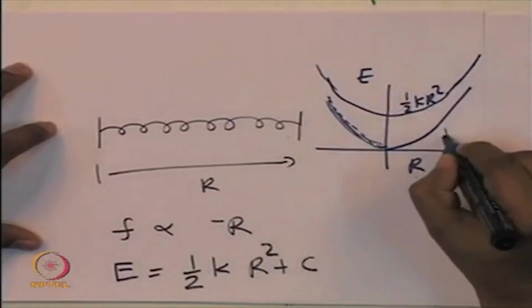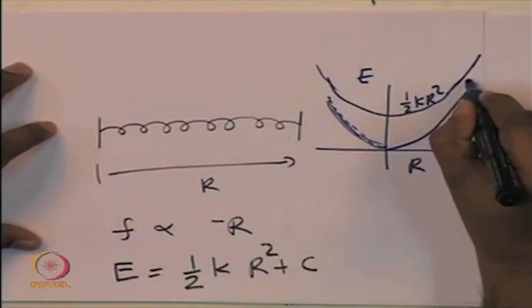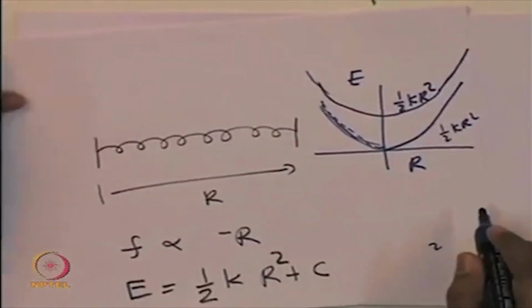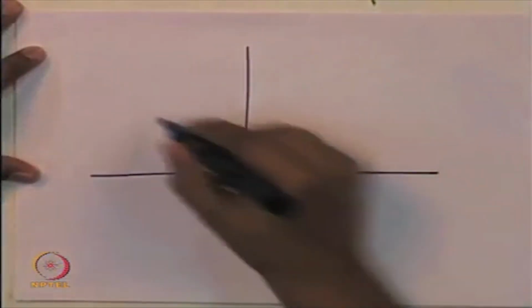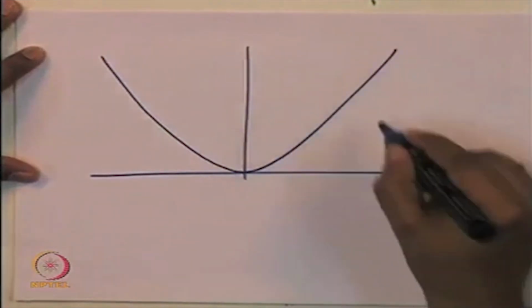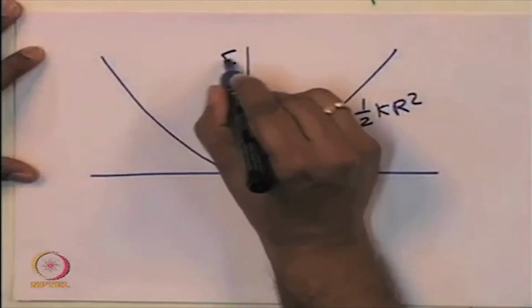So this is half kr square, and this is half kr square plus a constant. So, let me plot this a little more carefully in the next one. So, let us plot here. This is half k r square, which is energy versus r.